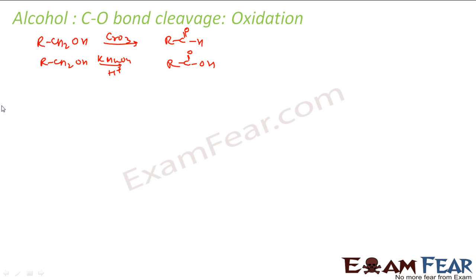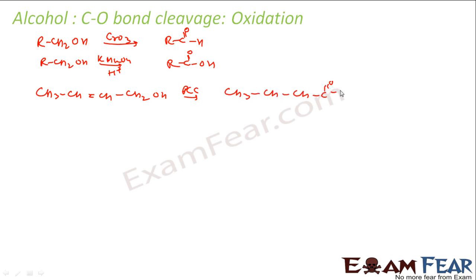So let's see more reactions. I have CH3, CH, double bond CH, CH2OH. I add PCC. It's a weak oxidizing agent. So what will happen is I'll get something like this. COH.